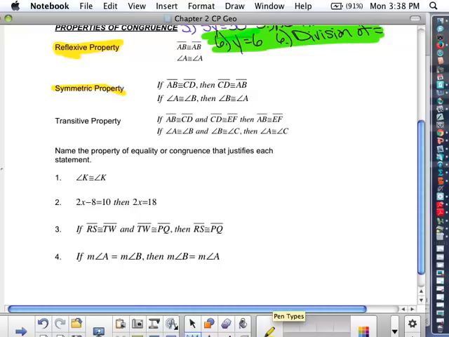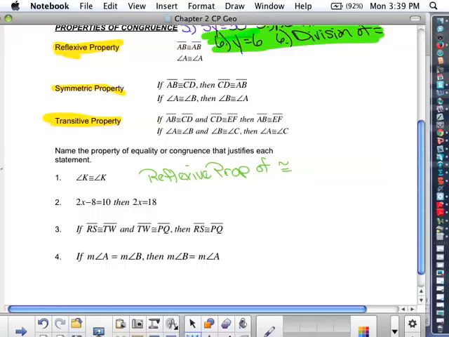The transitive property, again, looks very much like syllogism. If AB is congruent to CD, and CD is congruent to EF, then AB is congruent to EF, and that's the transitive property. So when we look at these, identify these properties. I have angle K is congruent to angle K. That is the reflexive property of congruence. And you can just use the congruent symbol.